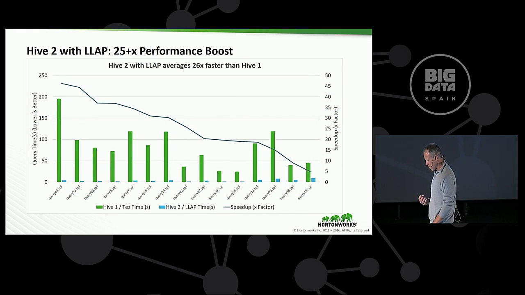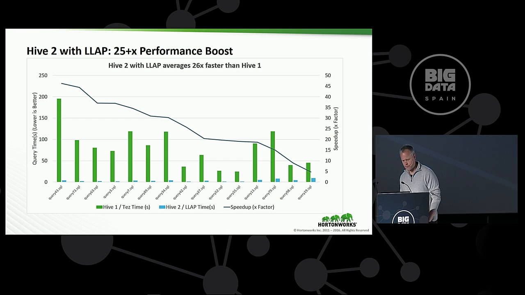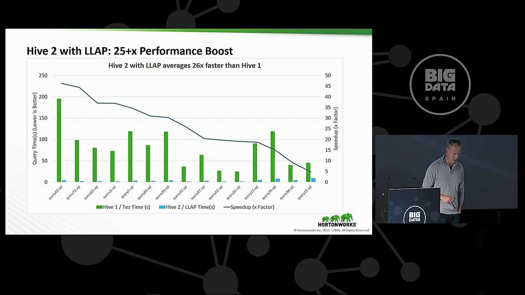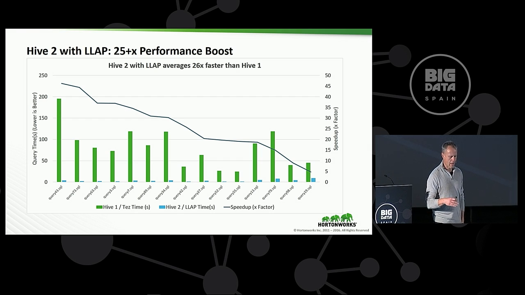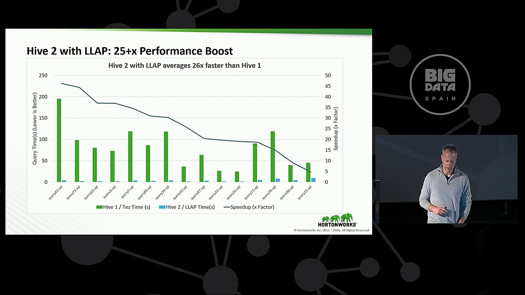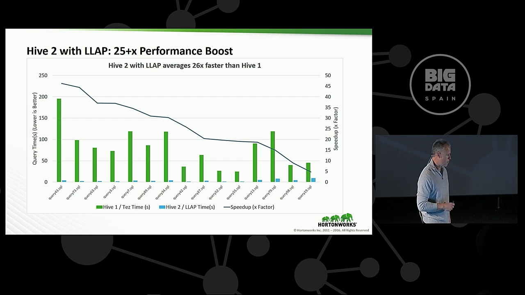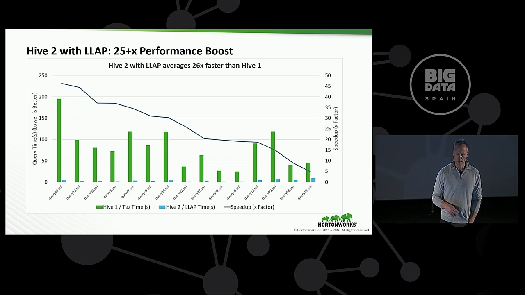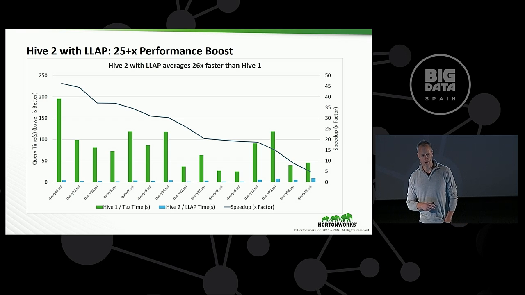So how's this working out? How's the performance? I want to show you a couple performance graphs. I showed this one briefly today in the keynote. This is Hive 1 with TES versus Hive 2 with LLAP. The bigger green bars are Hive 1, obviously. The small, hard-to-see bars are Hive 2. And so you see there we've got some very significant speed up across some of these queries.